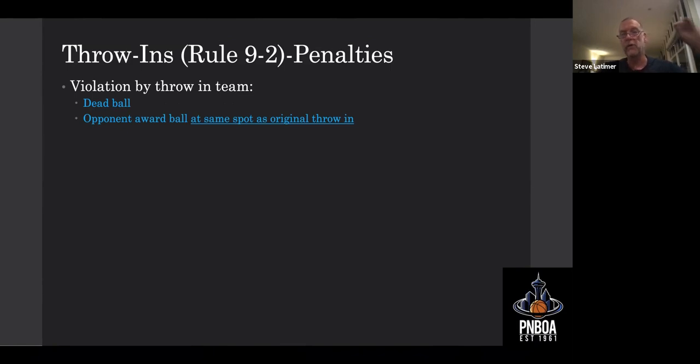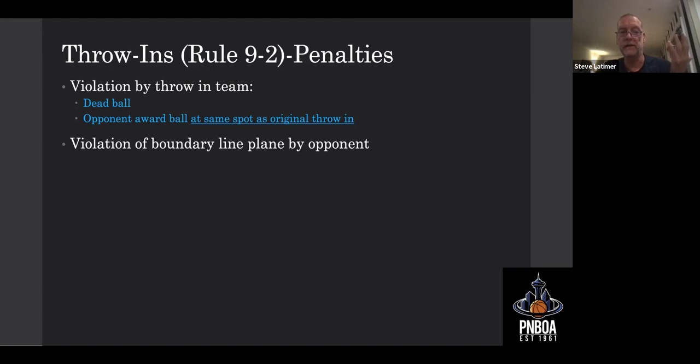Okay, so you throw the ball all the way down the floor. The ball goes out of bounds without being touched by anybody on the other end line. The ball comes all the way back to the original point of the throw-in, because that's where you put the ball in on every throw-in violation. Okay.